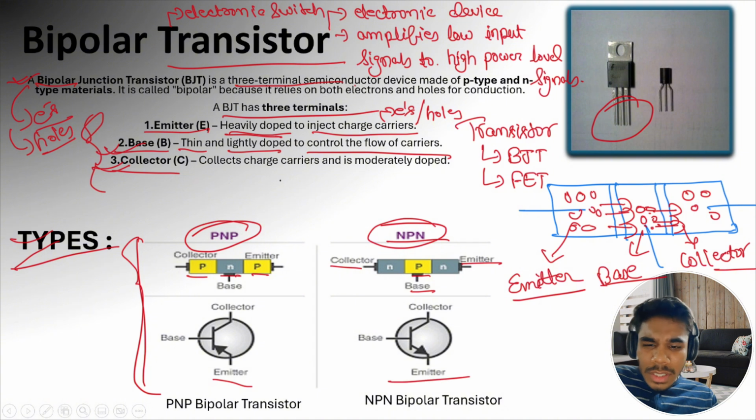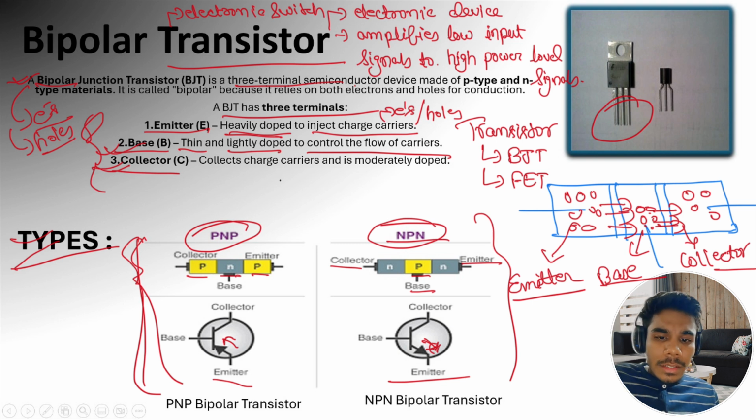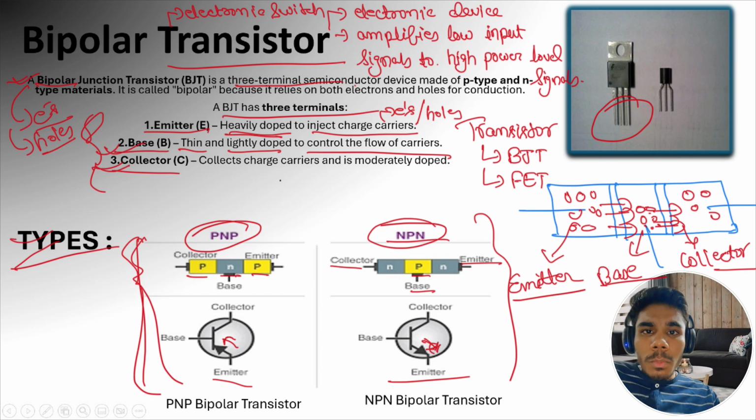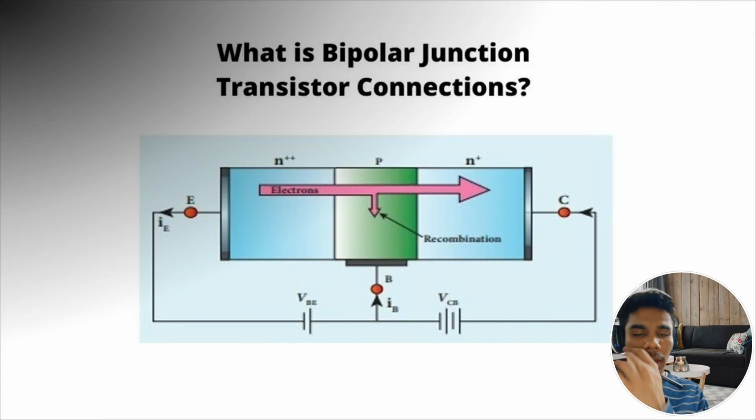And in the second one, you can see the symbols: the emitter current is going inside in PNP, and outside in NPN. So these are our types of BJT transistor. Next, we will talk about the working and the flow of electrons in BJT transistor. So let's move to that slide.